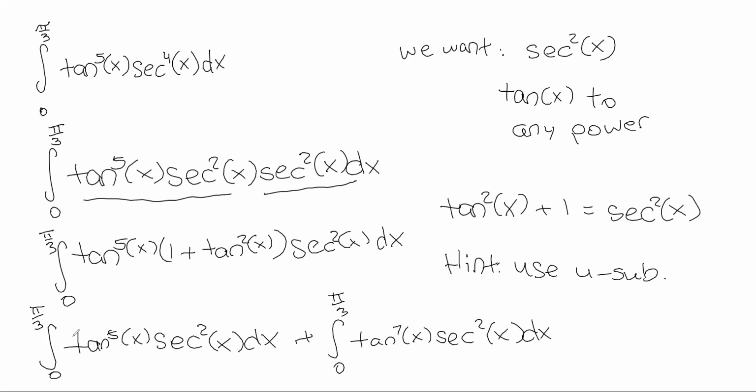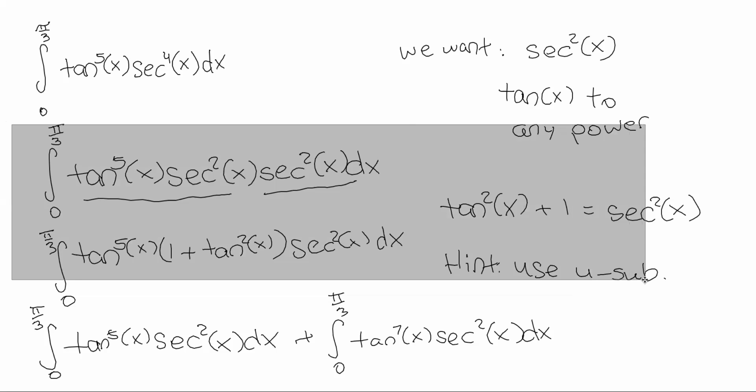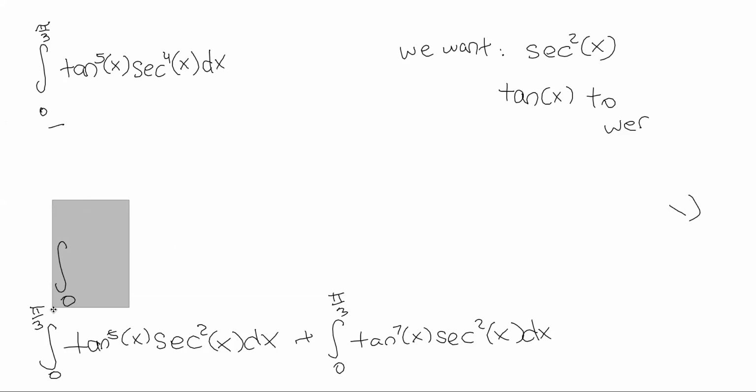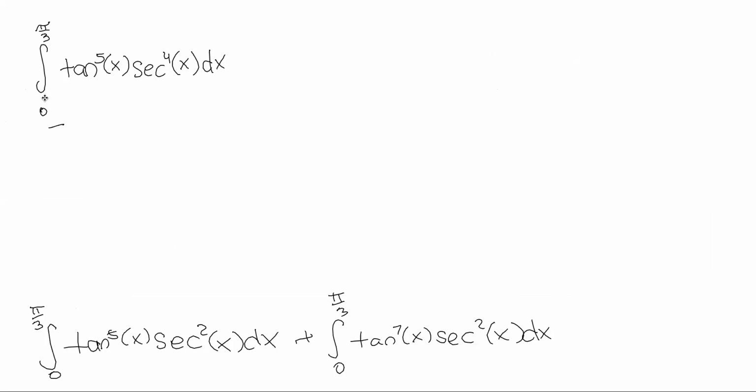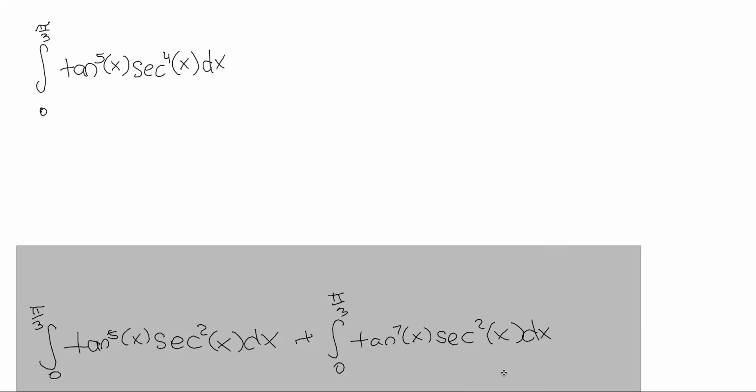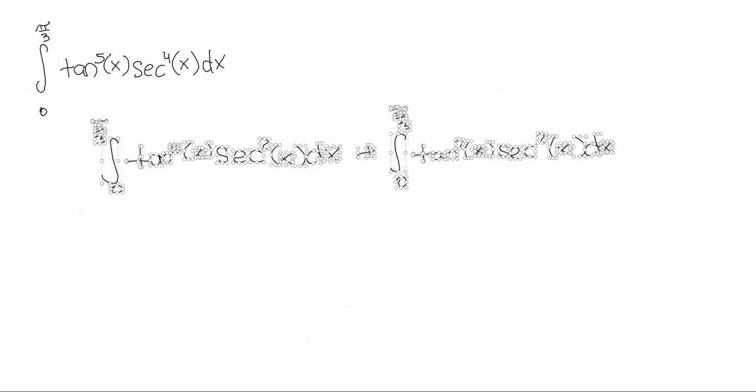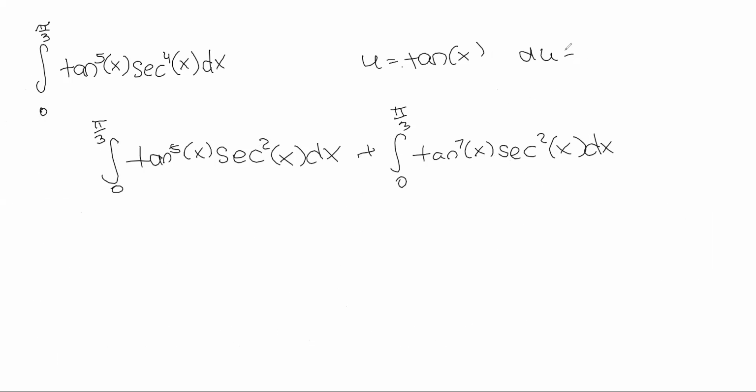So we have something that looks really similar in both of our integrals. Because they both have a tangent to some power and they both have a secant squared, we can actually use the same substitution on both of these. We're going to set u equal to tangent of x, and then we're going to set du to be secant squared of x dx. Works out really nicely.